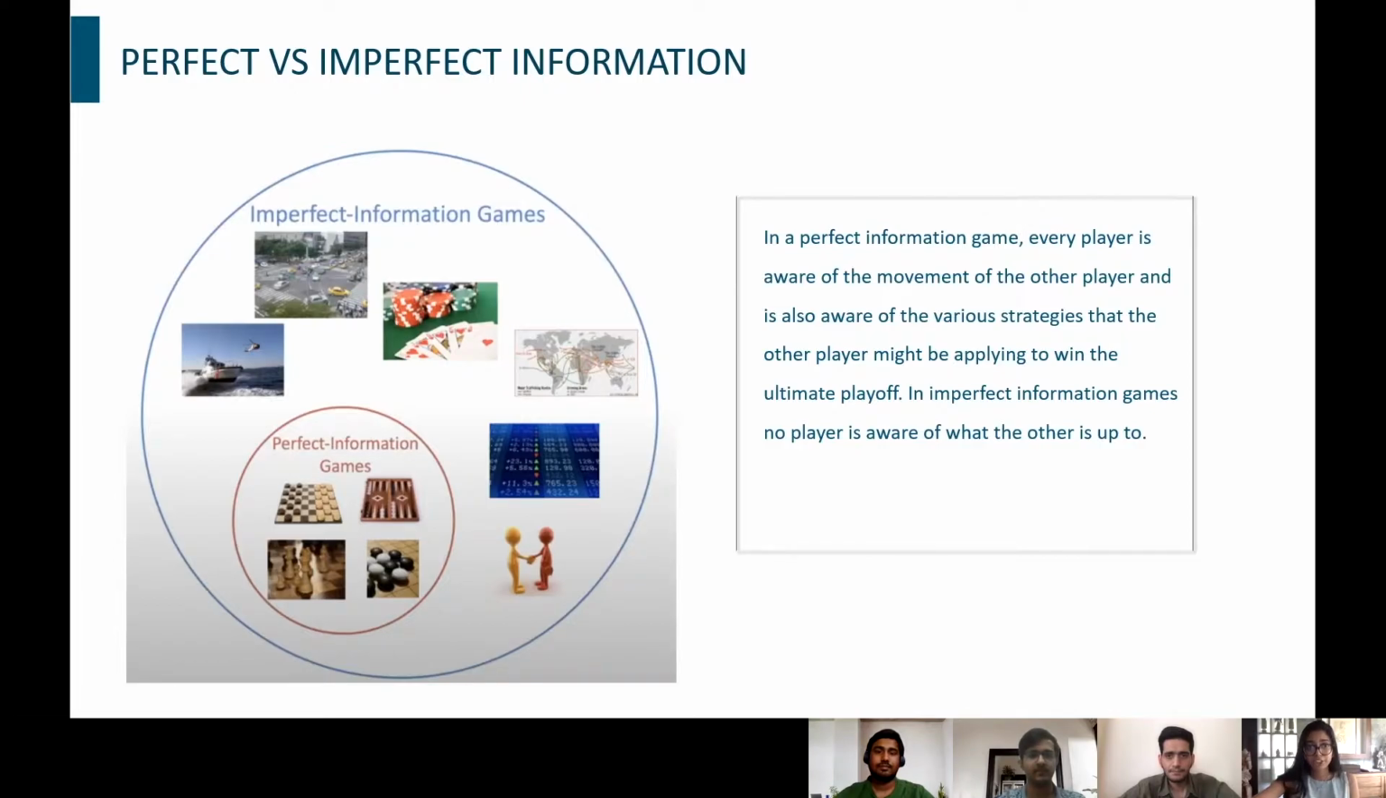In a perfect information game, every player is aware of the movement of the other player and is also aware of the various strategies that the other player might be applying to try and win the ultimate payoff. In imperfect information games, however, no player is aware of what the other player is up to. Cards are an example of imperfect information games, and so is poker, which we will be taking up in this presentation. While chess is the perfect example of a perfect information game where you know every move of your opponent.